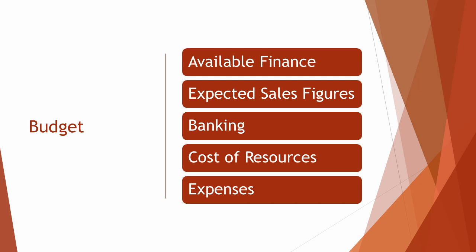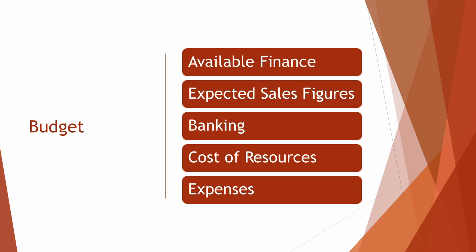The different factors within the budget are available finance, expected sales figures, banking, cost of resources, and expenses such as venue, catering, staff, and travel. Available finance must be considered, as it establishes the total amount of money the organizer can use. Expected sales figures must be considered, as they help predict income and shape financial planning. Banking must be considered, as secure methods of handling money reduce financial risk.